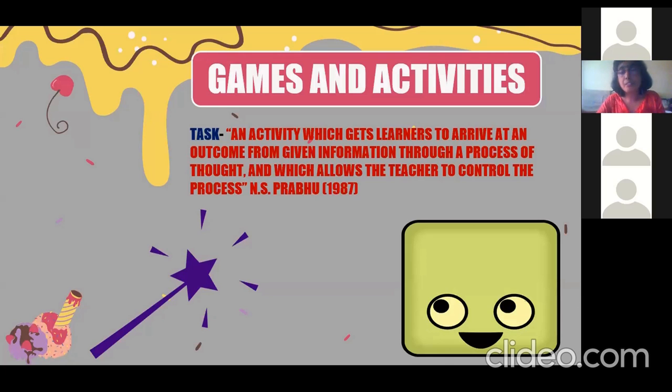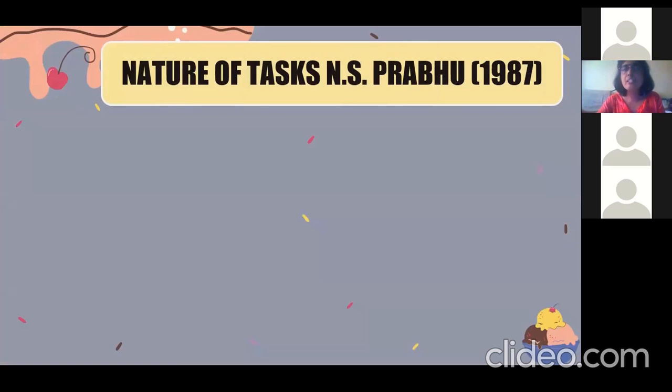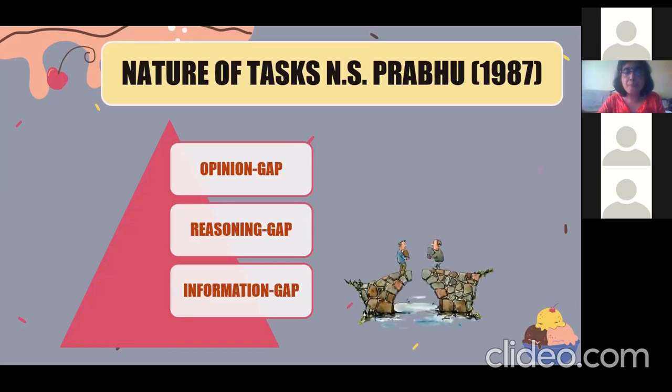So according to this definition, N.S. Prabhu also came up with the nature of task. He calls this task the meaning focused activities, and he divided these meaning focused activities into 3 categories: the information gap, reasoning gap, and the opinion gap. So I'll be dealing with this. I'll talk about the information gap first.